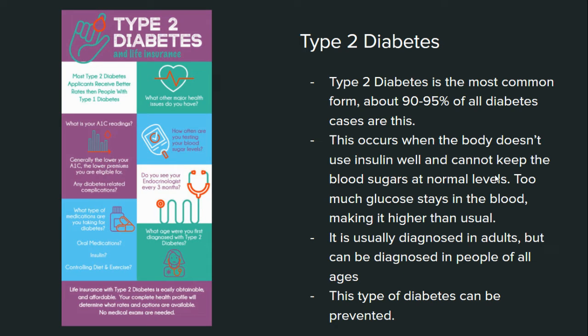Next, we have type 2 diabetes. Type 2 diabetes is the most common form. About 90 to 95% of all diabetes cases are type 2, so it is pretty common. This occurs when the body does not use insulin well and cannot keep the blood sugars at normal levels. Too much glucose stays in the blood, making the blood sugar higher than usual. It is usually diagnosed in adults, but can be diagnosed in people of all ages, and this type of diabetes can be prevented.